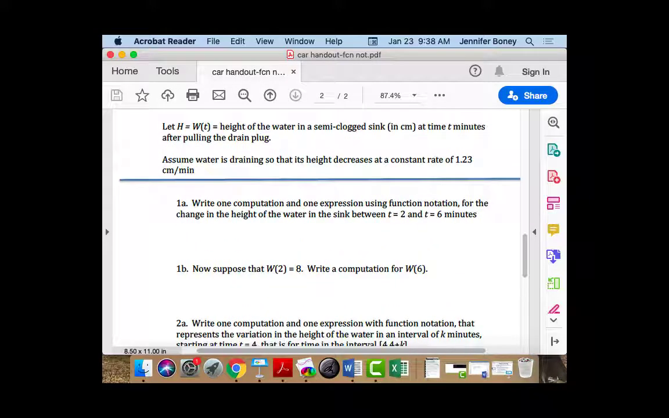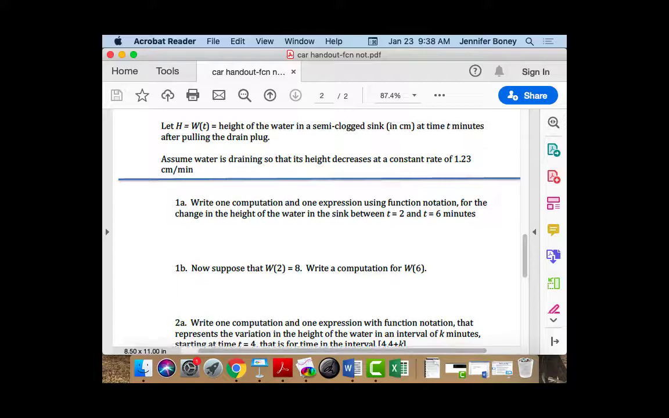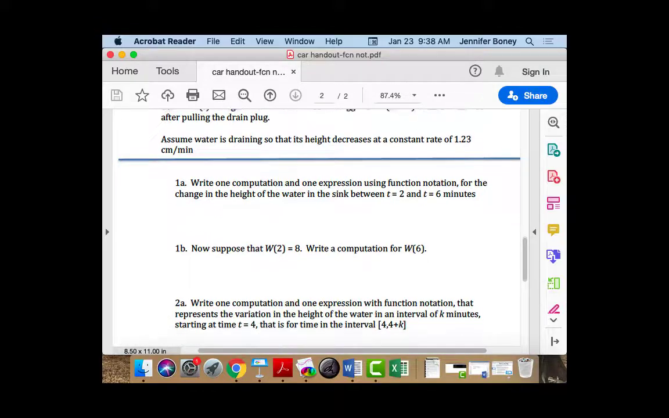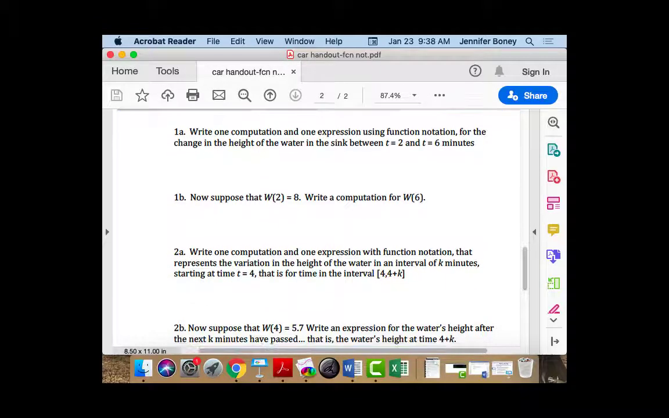But suppose that we have h equals w of t. So w is our function name again. t is time in minutes after pulling a drain plug, and h is the height of the water in a semi-clogged sink. It's measured in centimeters, so it's dropping at a constant rate, but it's not very quick. It's just slowly the water's going down. So it says in here, assume that the water's draining so that its height decreases at a constant rate of 1.23 centimeters per minute. So I'll put up a few questions here.